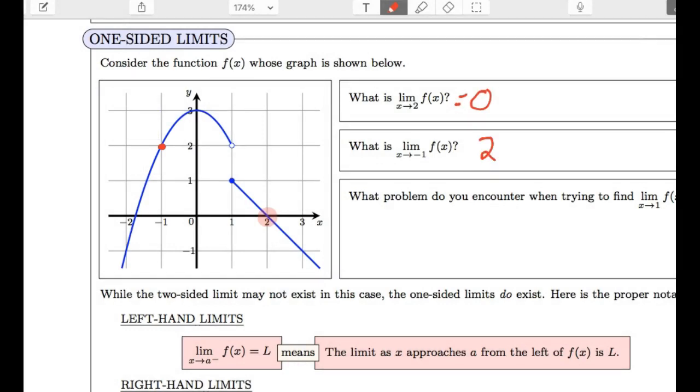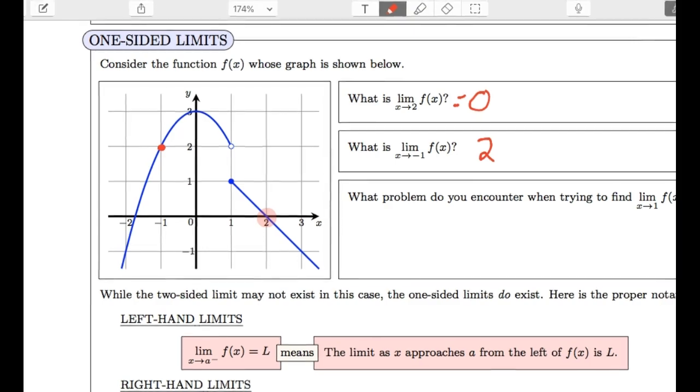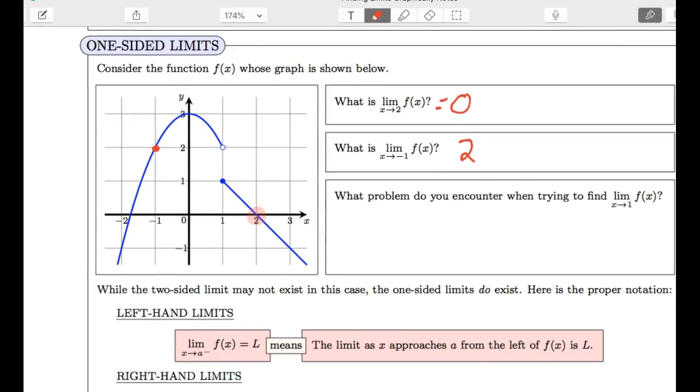Now, what problem do you encounter when trying to find the limit as x approaches 1 of f of x? You've already watched the limit introduction, so you should have the notation, which is shown below. Notice how from the left, we're way up here, and from the right, we're down here at 1. So which value is it? What's the problem? There are two different values.